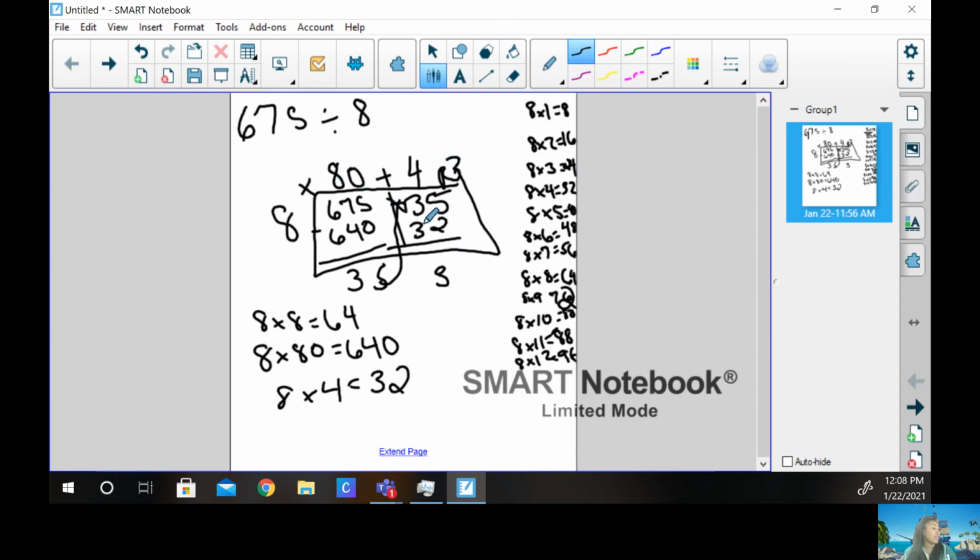So then I add 80 plus 4. 80 plus 4, and I get 84. And I also have my remainder. So I bring my remainder down. So my answer is 84 remainder 3. And that is how you do area model.